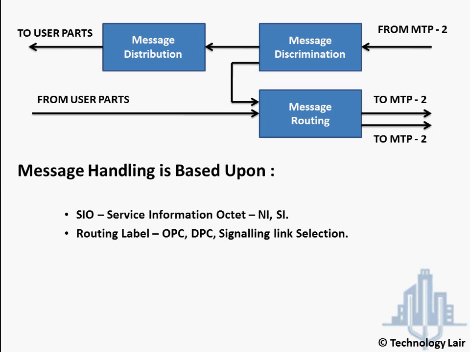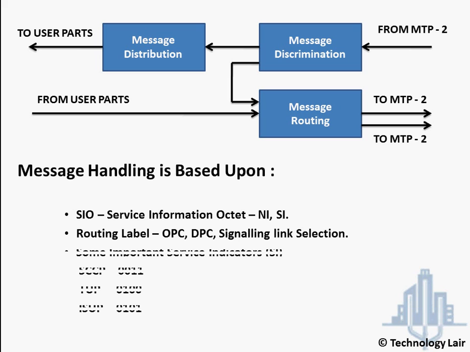Service information octet contains a network indicator and a service indicator. The service indicator is used to identify the correct user part to which the message is intended. And the second is based upon the routing label. The routing label consists of originating point code, destination point code, and the signaling link selections. Some important service indicators: for SCCP 0011, for TUP 0100, and for ISUP 0101 in binary.